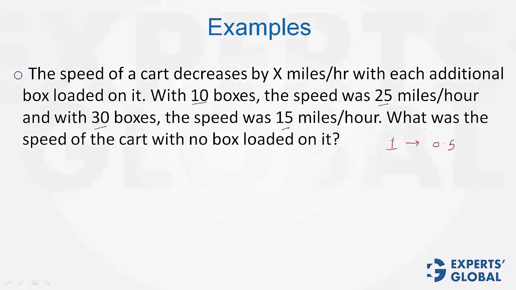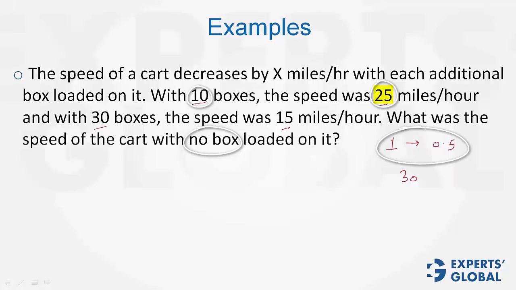So what would be the speed of the cart with no box? With 10 boxes, it is 25. So with no box, that is 10 boxes fewer. At the rate of 0.5 per box, the speed would be 5 miles per hour greater. So the answer would be 25 plus 5 equals 30.